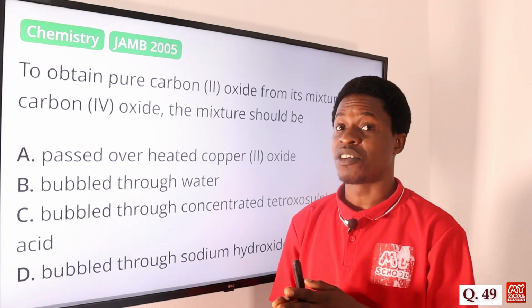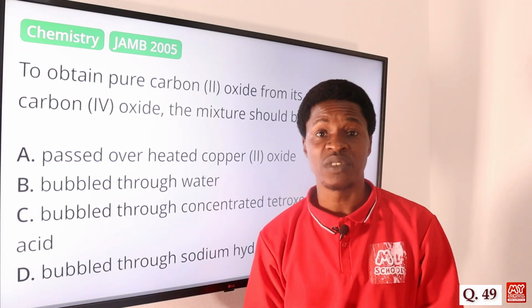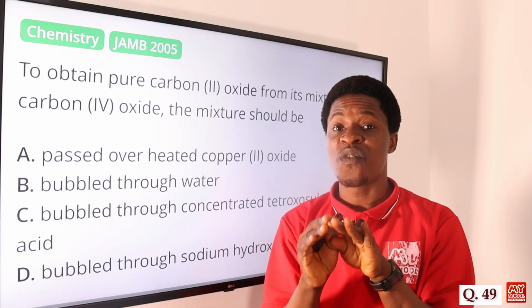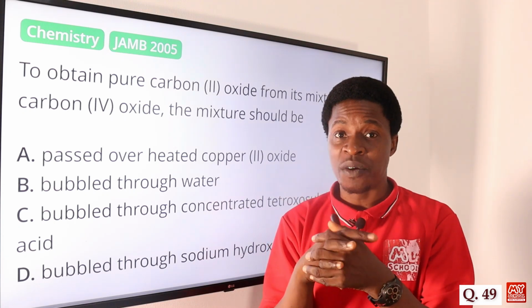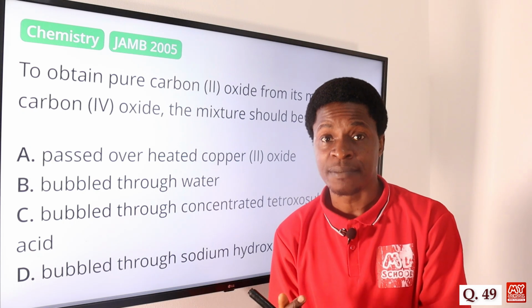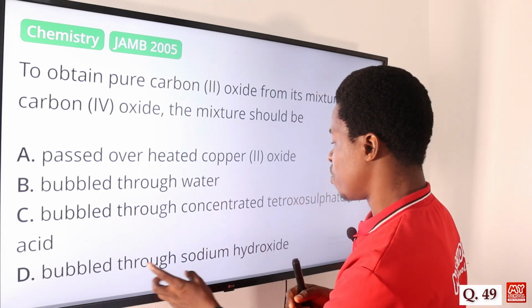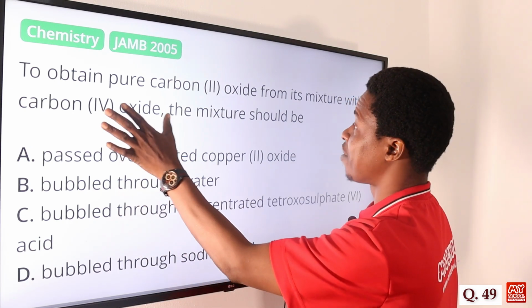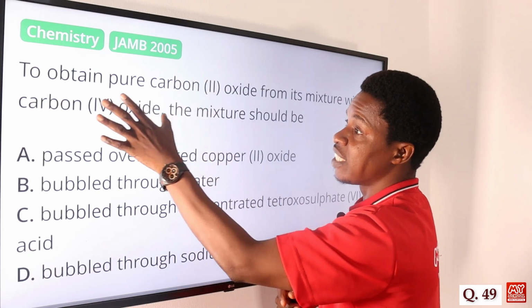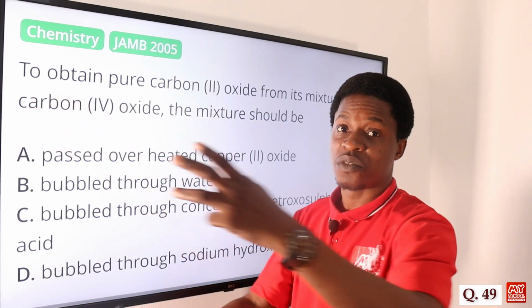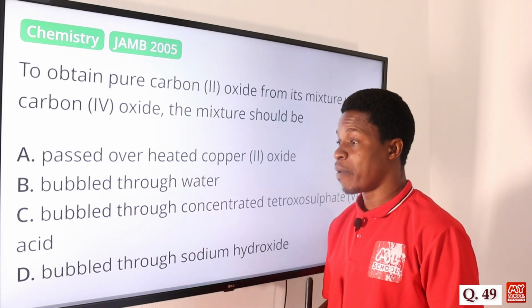They will form an impurity because we want to get a pure substance of carbon 2 oxide. So what we need to do is bring in concentrated sodium hydroxide, NaOH. You bubble it through sodium hydroxide, and we have a pure substance of carbon 2 oxide. The unreacted carbon 4 oxide is removed by the sodium hydroxide.